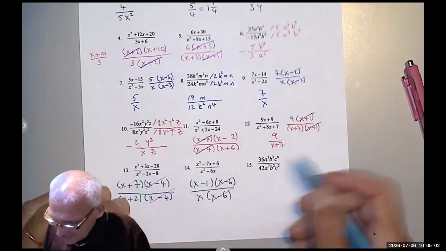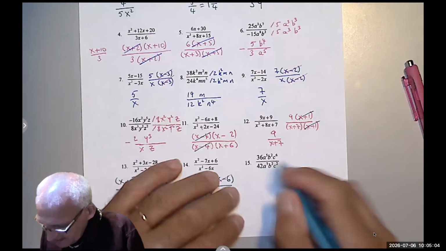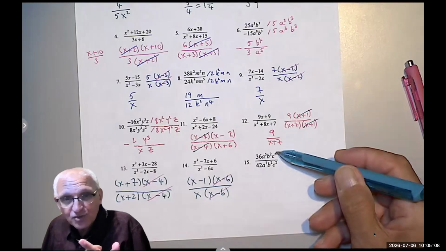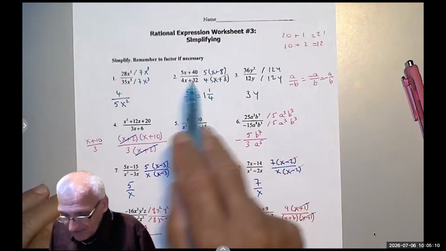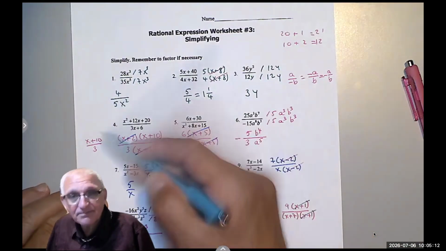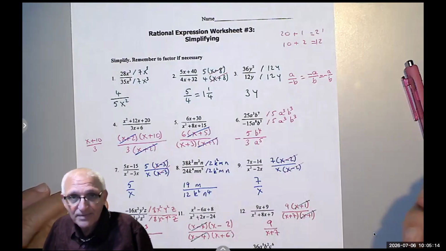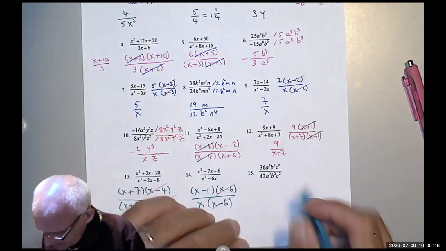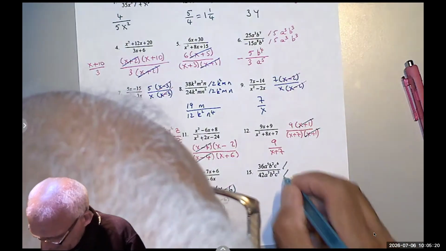Okay, last one. We can divide top and bottom. Notice it's a monomial. It's only one term. So every time you have a monomial like that, you can simply go ahead and divide, simplifying, instead of factoring. Okay? So here I'm going to divide top and bottom.